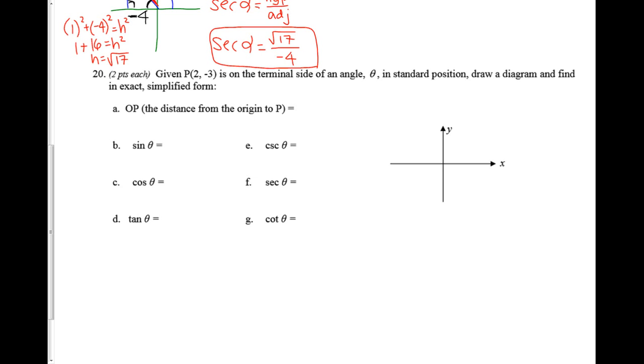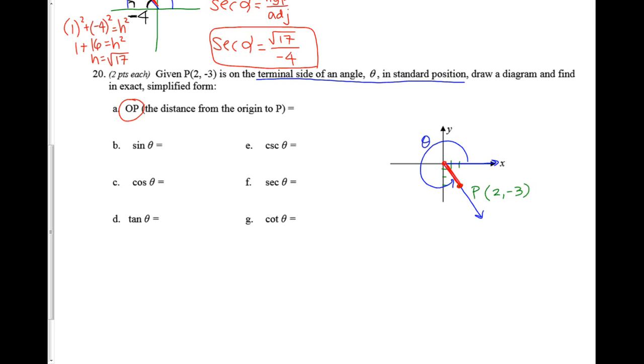Okay, question 20. Given the point P, which is at coordinates 2, negative 3, is on the terminal side of an angle theta in standard position, draw a diagram and find an exact simplified form. So let's start out and draw a diagram. So P is over 2 and down 3. And there's my point P at 2, negative 3. It said that P was on the terminal side of an angle theta in standard position. So that means that theta would be somewhere in here. I'm supposed to find in exact simplified form OP, which, remember, when I don't put the line over the top, means the length of OP, or the distance from the origin to P, the length of the hypotenuse of that triangle.